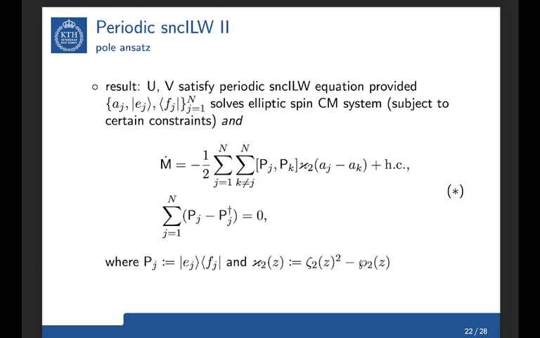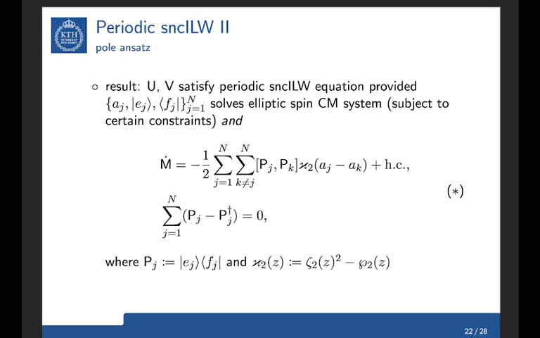So we require that M evolves according to this first order equation of motion, which only involves the A_j's, E_j's, and F_j's. And we have some constraints on M itself, so namely the sum over j of P_j minus its conjugate must be 0. And this is a constraint on initial conditions. If this is satisfied at t equals 0, it will be satisfied at future times.